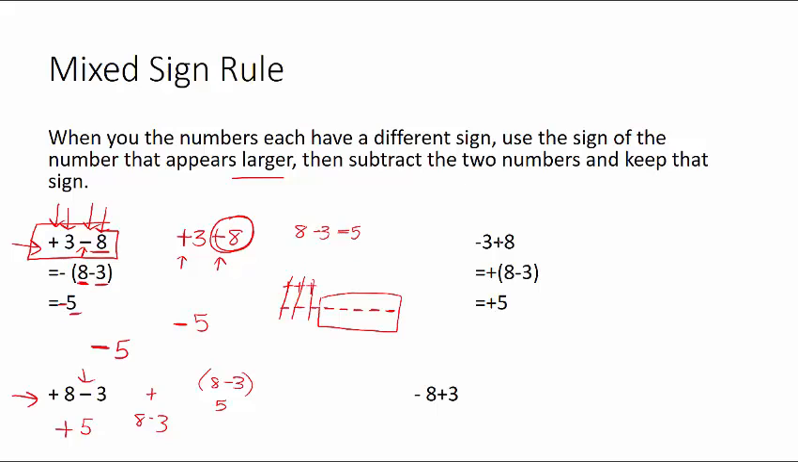You guys know that. Over here, we have more positives. How many more positives? Well, 8 take away 3 is 5. Here we have more negatives, and 8 take away 3 is 5. So the answer is going to be negative 5.